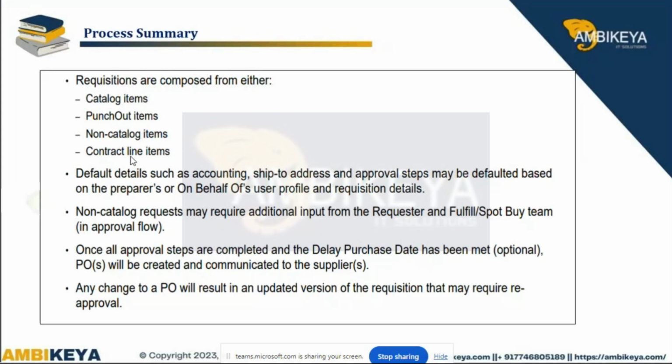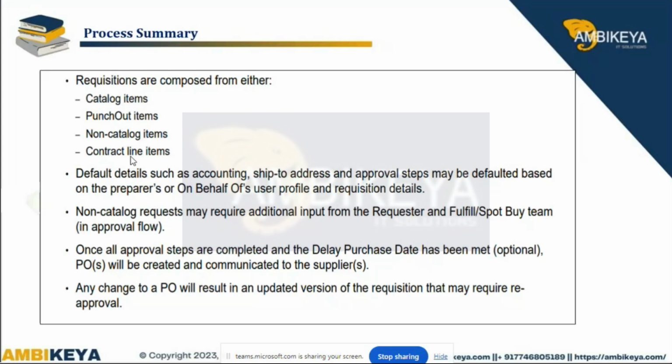Next, a non-catalog request may require additional input from the requester or fulfillment by a spot team. For example, since I am the preparer, I'm going to create a non-catalog item, which we don't have a catalog for, for example, pen and paper. I don't have a catalog item created in my system, so I have to enter the information manually. I may not have sufficient information, but I can still place a purchase requisition.